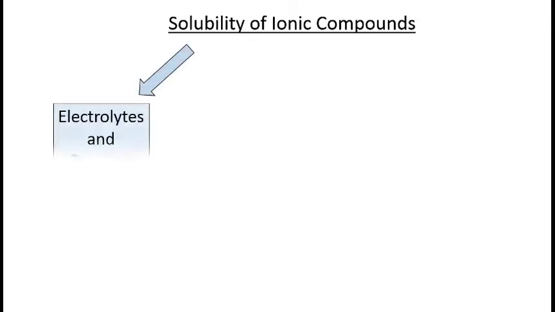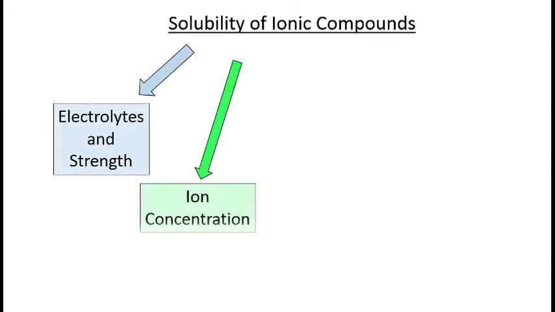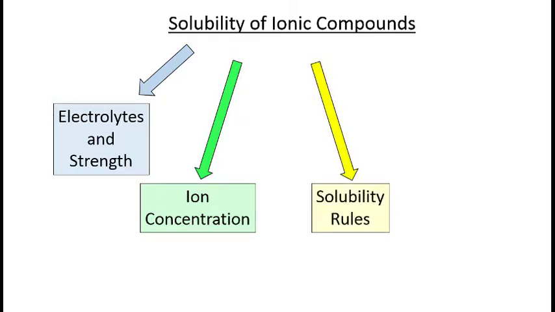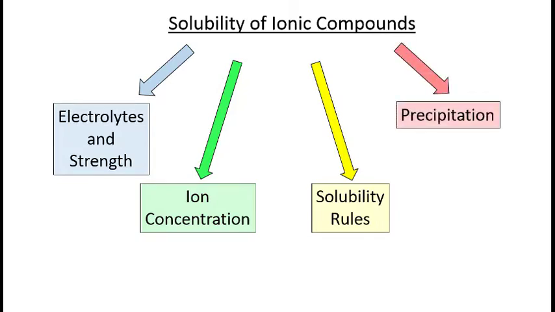We'll start our discussion on the solubility of ionic compounds by defining electrolytes and looking at their strengths. We can quantify solutions of ionic compounds not only by the molarity of the compound, but also by the molarities of the individual ions. We'll introduce some solubility rules to help us predict whether an ionic compound is soluble or not. Finally, we'll define the precipitation process and use those same solubility rules to help us predict when precipitation reactions will occur.